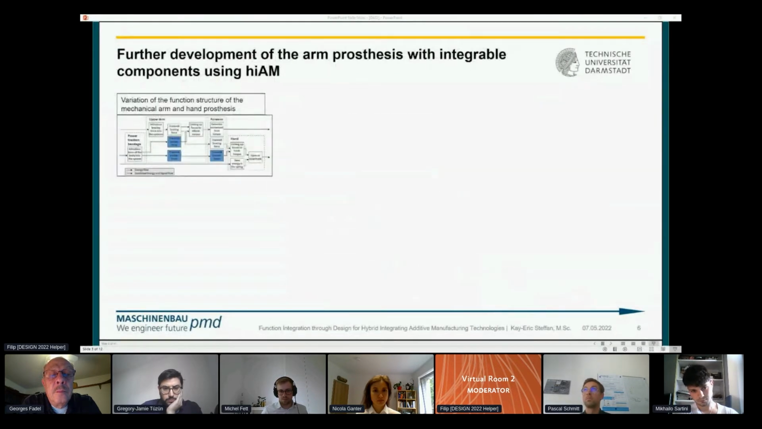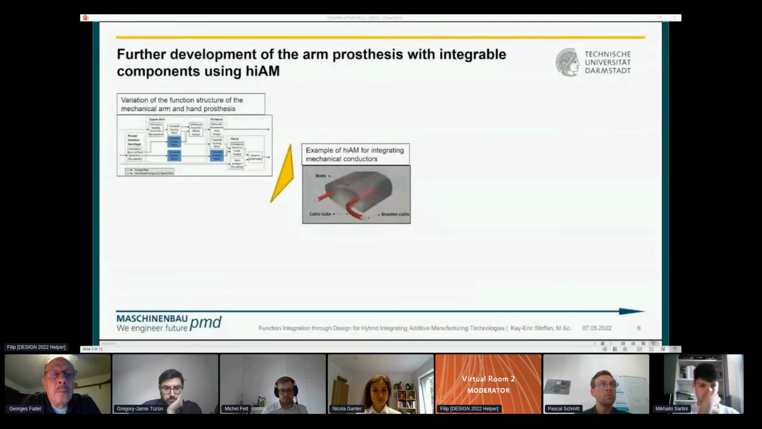The transmit tractive force functions are integrated into arm segments made by HighAM, which form an integrated functional area. For the design of the prosthesis, the function carriers of the corresponding functions are relocated to the inside of the upper arm and the forearm in the form of Bowden cables using HighAM's technology.